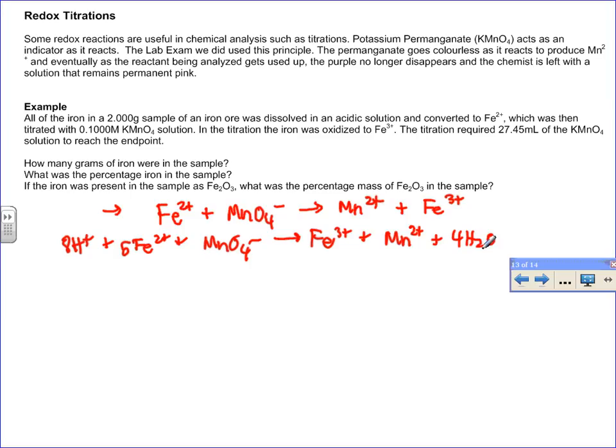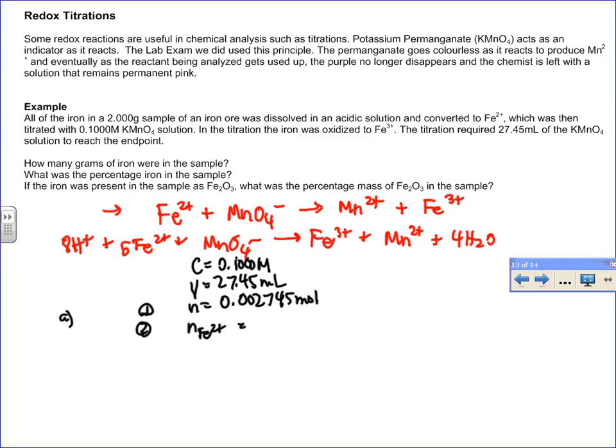And so what we're given here is that we're starting with the 2-gram sample, and we titrate that sample with the 0.1 molar permanganate, and the volume of the permanganate that's required is 27.45 milliliters. So the moles of permanganate that reacted with the iron is 0.002745. So that's step 1, to find the moles. Step 2, we use the ratio. So the moles of Fe2+ that we have is actually 5 times that.